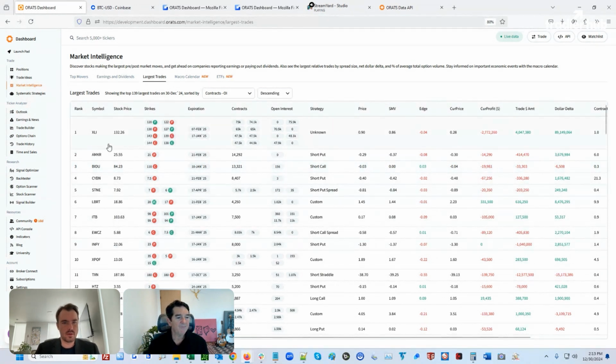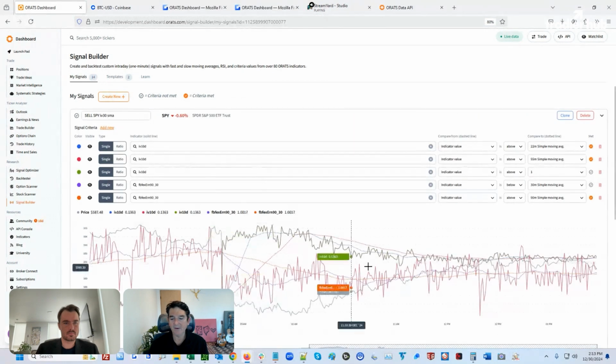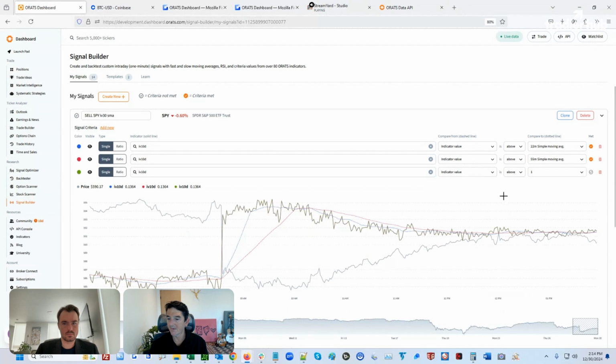Right. So I'd like to look now at the signal builder we talked about. I know it looks a little messy. Let's see if I could take these off. So I'm looking at the implied volatility of the 10-day, and then I have a 22-minute smoothing and a 55-minute simple moving average. So I like to look at these and see which way is vol going? Because the stock price is usually going the other way.